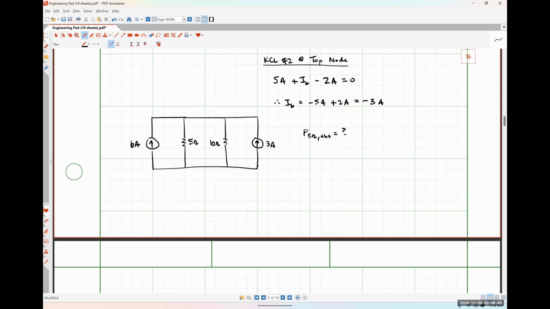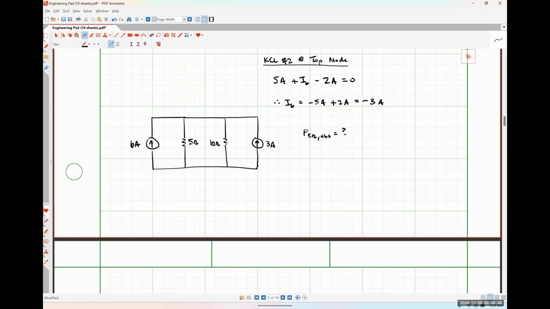So we could either find the voltage drop across the resistor, which would allow us to find the power using the relationship V squared over R. Or we could find the current flowing through the resistor, which would allow us to use the equation I squared times R. Okay, so voltage or current, either one will work. So I'm going to define both of those things.